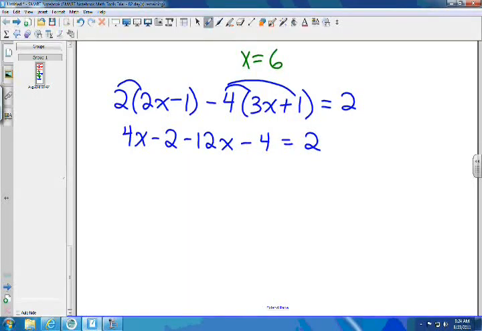Now another thing that some people will try is right here, maybe you'll put a plus 4 for both sides. You can't do that until this is completely simplified, which it's not. So we put the 4x and the 12x together, and what do we have? Negative 8x. And again, feel free to cross those off if you have more than one thing to put together. And then negative 2 minus 4 will be minus 6 equals 2.